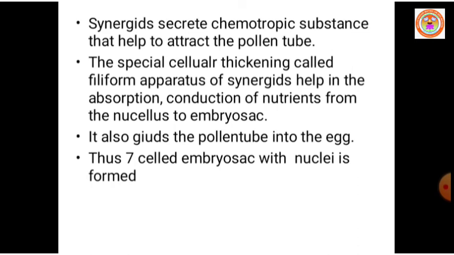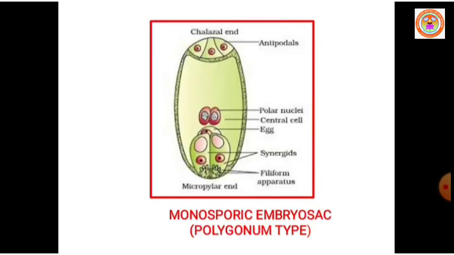Thus, a 7-celled embryo sac with 8 nuclei is formed. So finally, a monosporic embryo sac, called the Polygonum type, was formed.